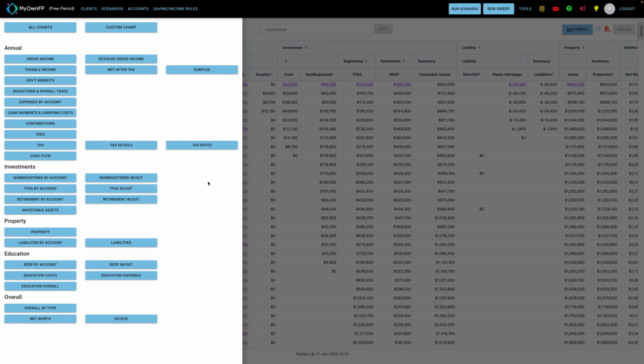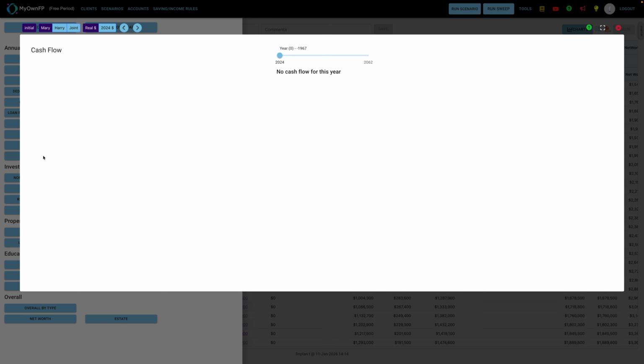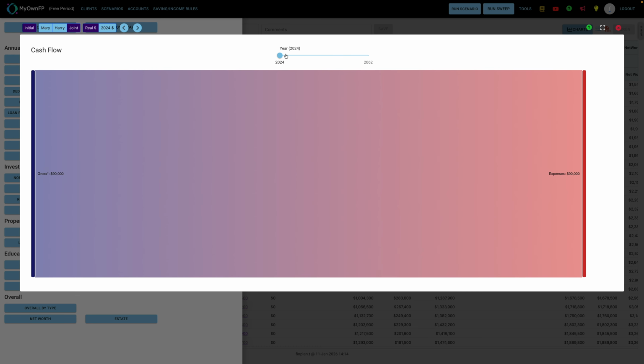So that is exploring charts. For the most part, there's one type that is very different from the others, cash flow. So let's look at this in terms of joint.